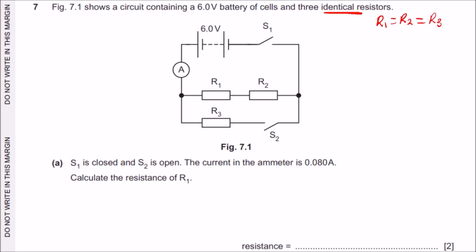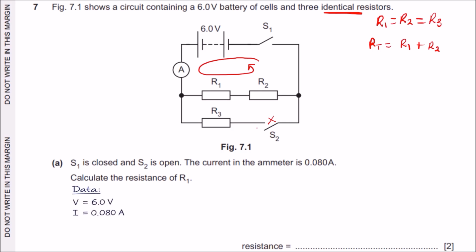Now if switch 2 is open, it means we only have one loop in this circuit. So current will only flow around this loop. No current will come to this loop since this one is open. Meaning the total resistance in this circuit is the same as R1 plus R2, because R3 has been taken out since switch S2 is open. So for us to find the resistance of R1, we need to first record the data given.